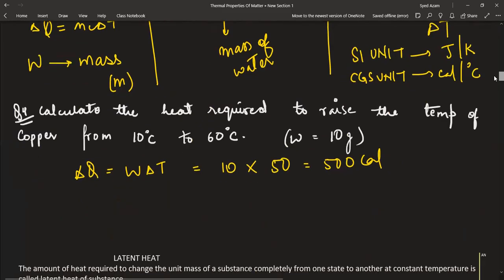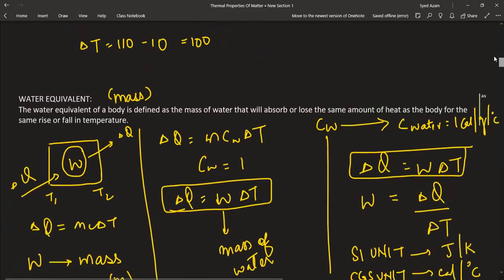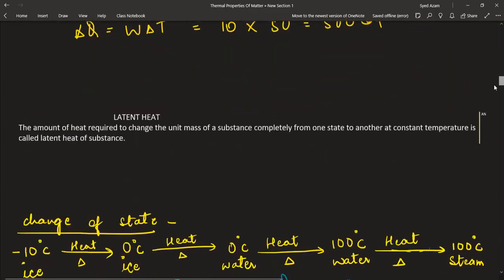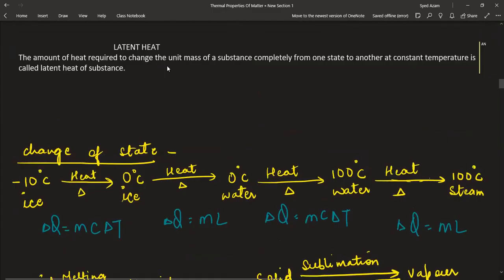So have it in mind that whenever there is a change in temperature, you will be applying whatever you have studied till now. Now, coming to latent heat. Here the definition is the same: the amount of heat required to change the temperature and everything. But the change in temperature, delta T, is zero here because the temperature is constant. So what is changing? The state of matter is changing.